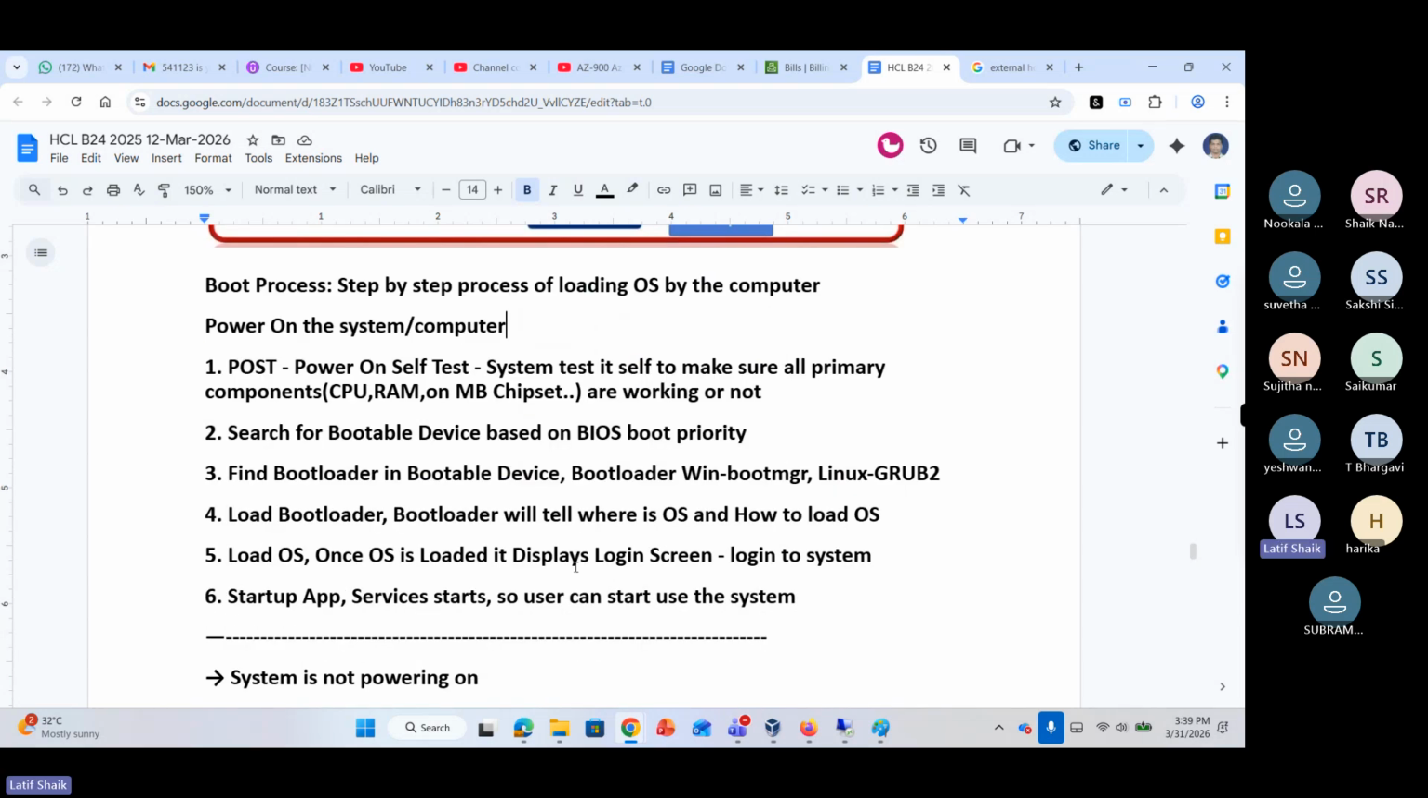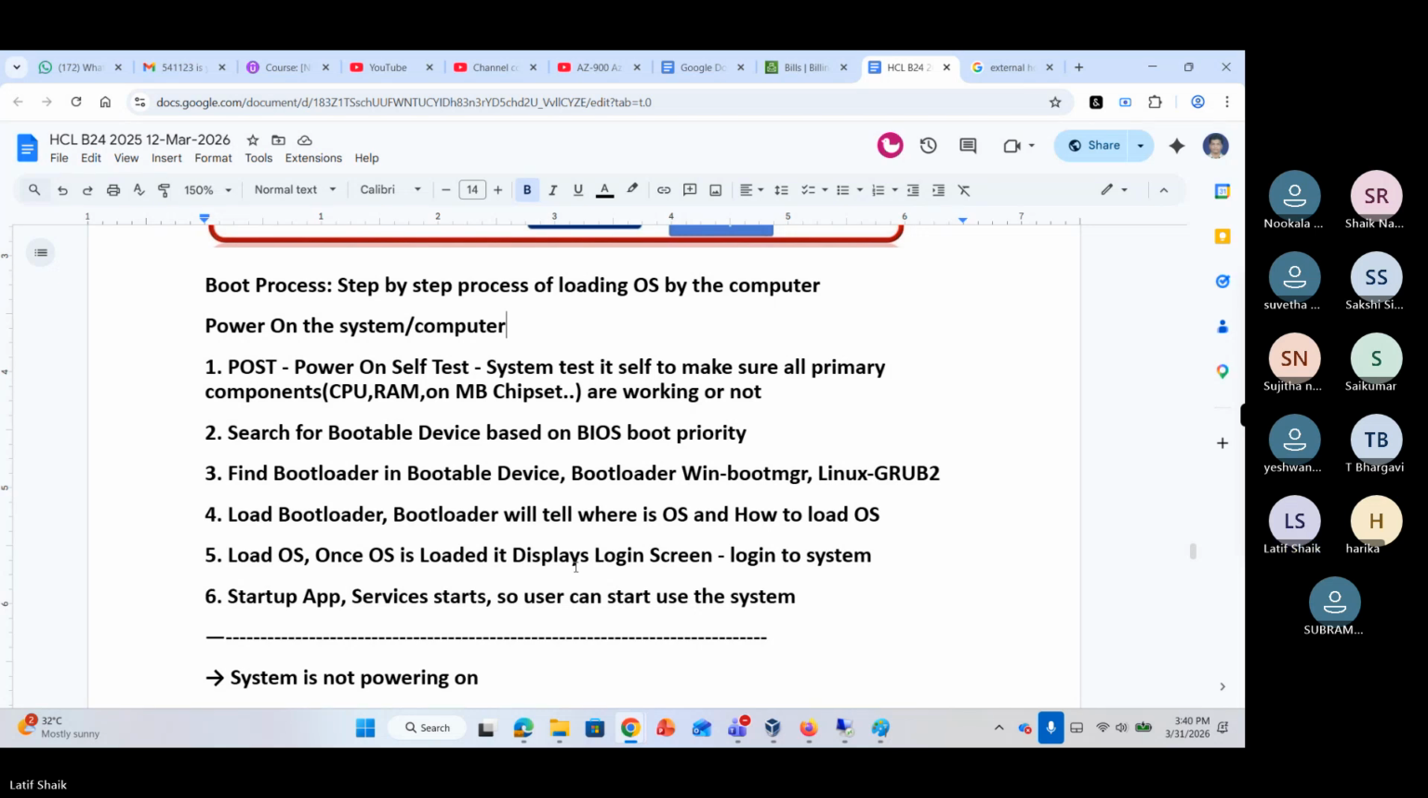Boot processing steps. The very first step is called the POST step. Once you power on the system, the system performs POST, power on self-test. When you power on the system, the system performs POST. Power on self-test means the system tests itself to make sure all the components are working or not.